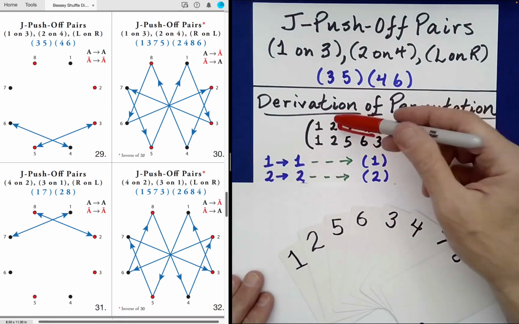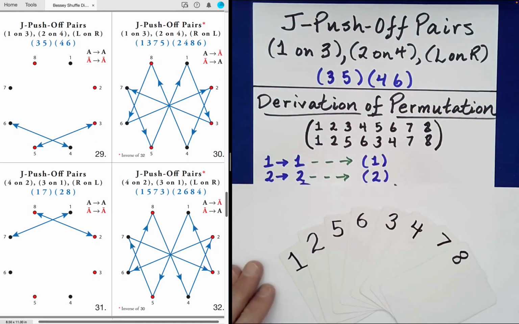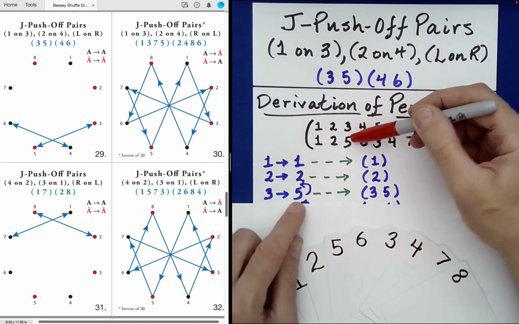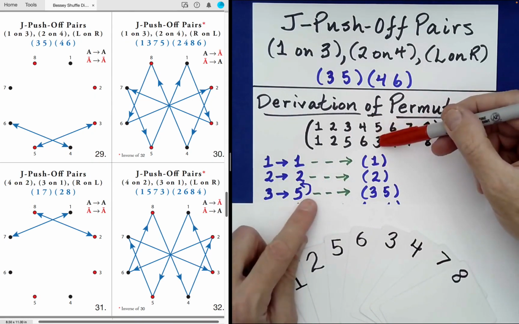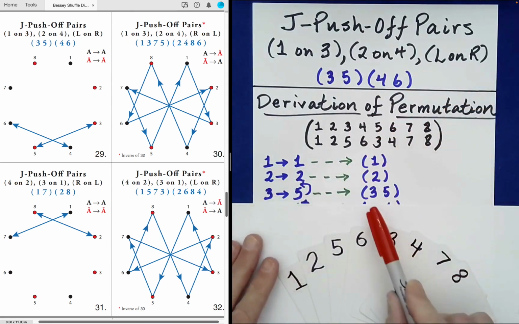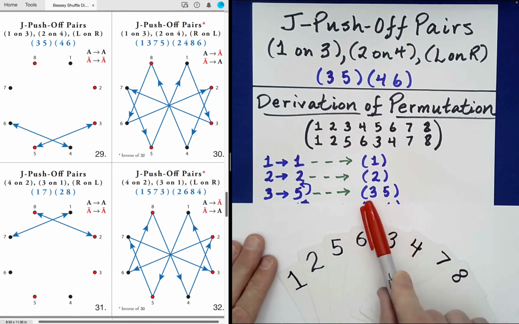2 goes to 2, so whatever starts in position 2 ends up back in position 2. 3 goes to 5, so we have an arrow from 3 to 5. 5 goes back to 3, so we have this cycling back arrow. So this gives us a 2 cycle, or in other words, a transposition.